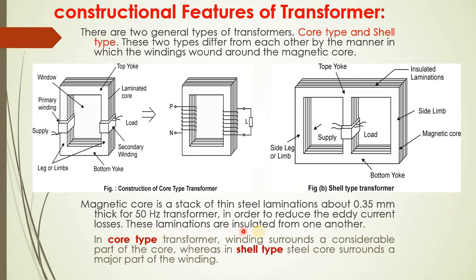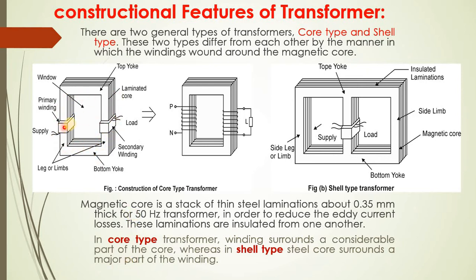These laminations are insulated from each other so that the path of the eddy current gets reduced. In core type transformer, windings surround the considerable part of the core, whereas in shell type transformer, the steel core surrounds a major part of the winding. You can see here the steel core surrounding the major part of the winding, and in the core transformer, the winding surrounds the considerable part of the core.